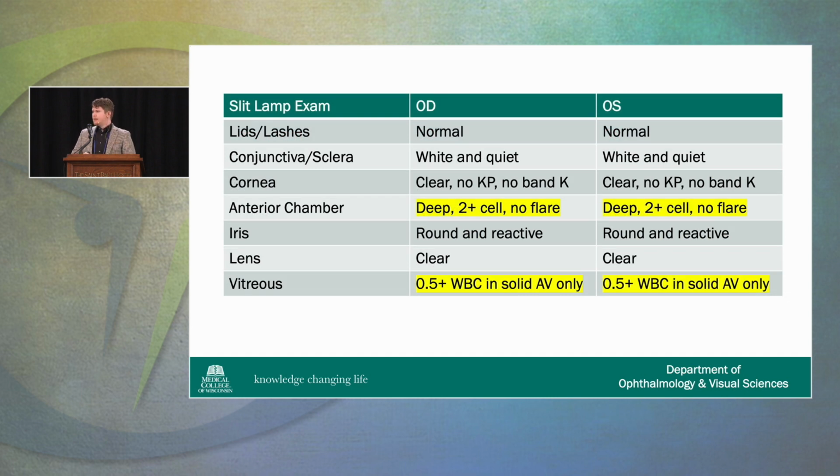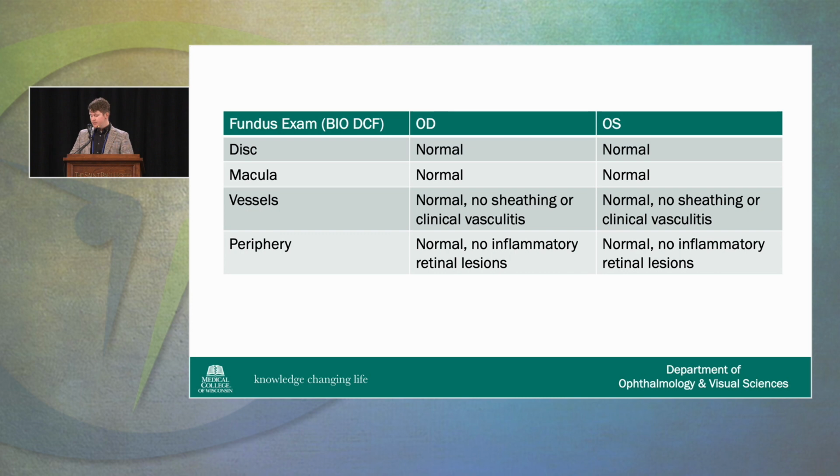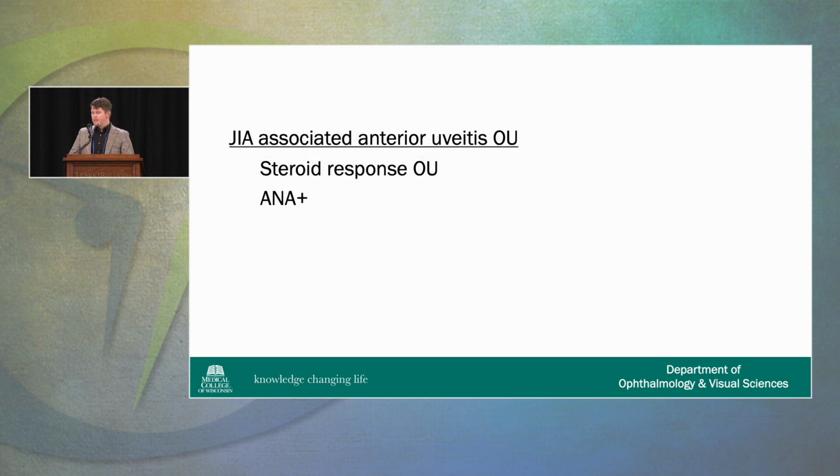This is a very common amount in this population to see, so about 2+ cell is where I expect someone with JIA who's untreated to be. It doesn't usually get too much higher, it doesn't really go too much lower by itself, so it's about 2+. And then there is a little bit in that anterior vitreous at about 0.5+. Nothing posteriorly though, and I checked that very carefully because I saw the anterior vitreous cell. So this is a classic case of JIA-associated anterior uveitis with steroid response, and they're ANA positive.